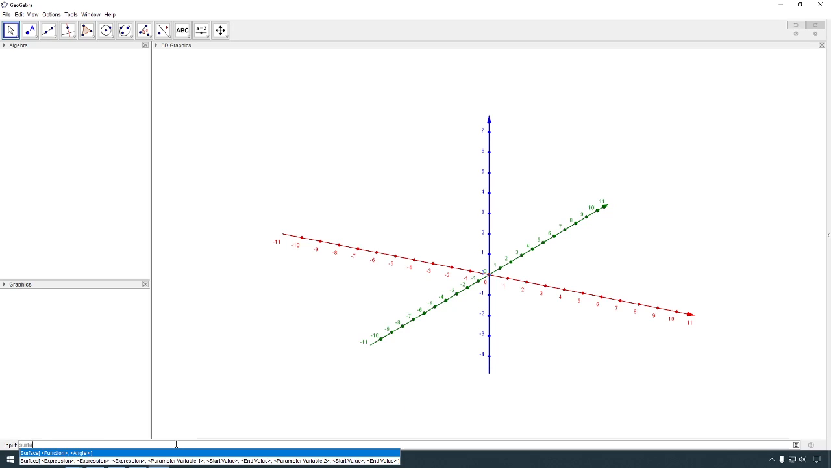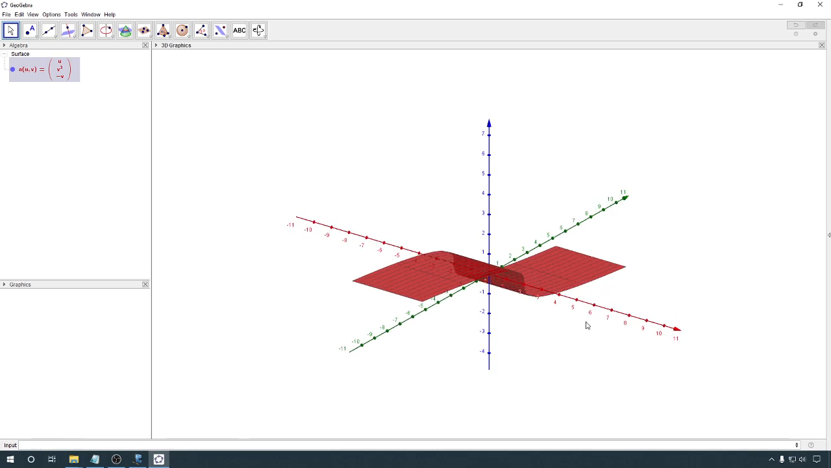So I type surface, I type in my three components. Those were u, v cubed, and negative v. I have to tell it what variables I'm using because we don't have to use u and v here. You want to avoid using things like x, y, and z, but u and v are safe choices. So my first variable is going to be u, and then immediately after I type in u, I'm going to type in my limits for u. In this case, that's -2 to 2. Then I'm going to get my other variable, v, and I'm going to tell it the limits for v as well. And I close that up, and I get this surface here.